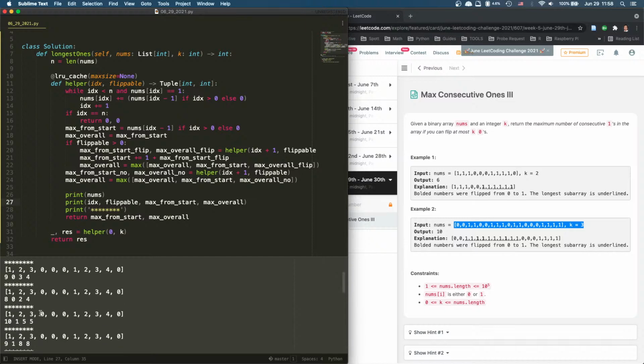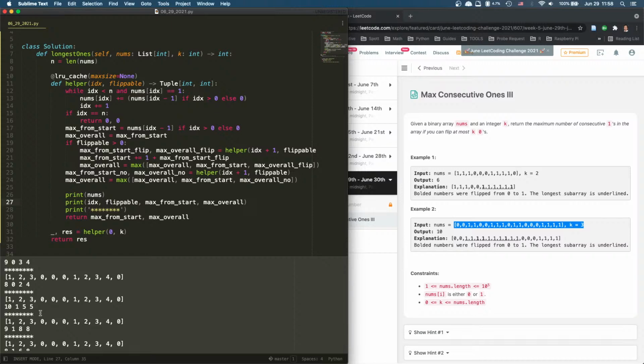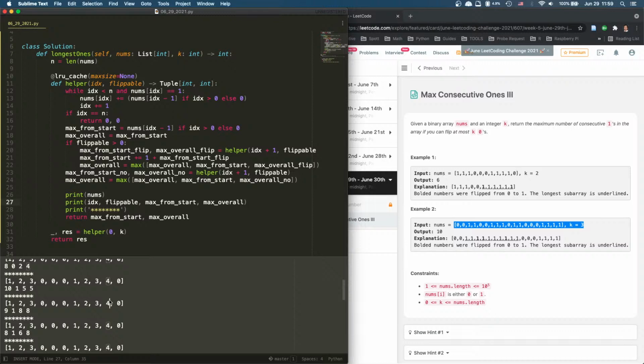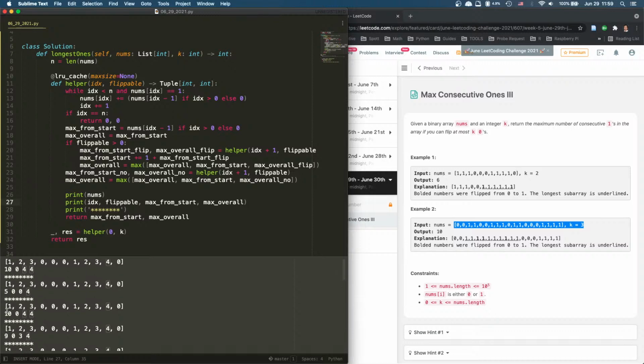9, 0, 3, 4. 10, 1, 5, 5. So for 10, flippable is 1. Yeah, so we flip it, that's a 5, 5. Oh, we have 9. Wait. Why will we have index 9? That's not right. Index shall never be in this position. Okay, why would index be 9?